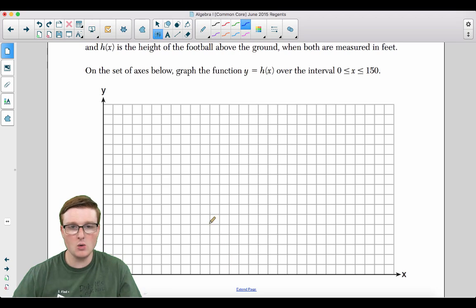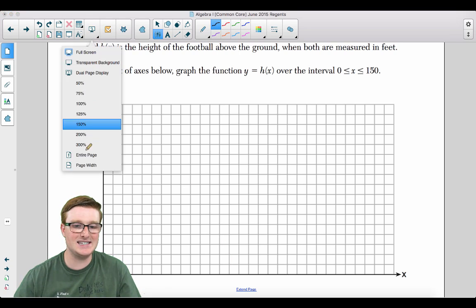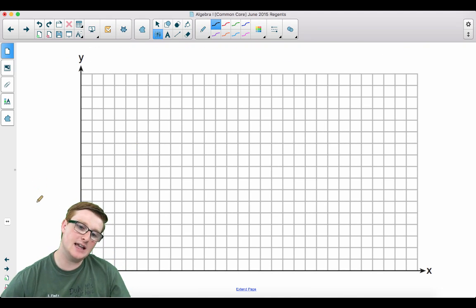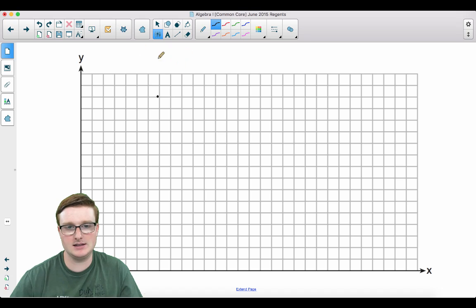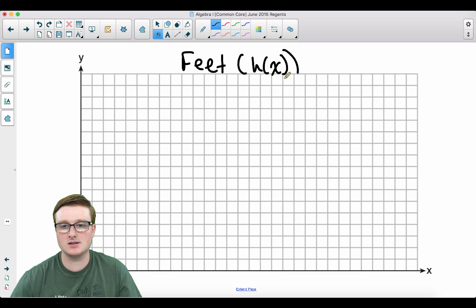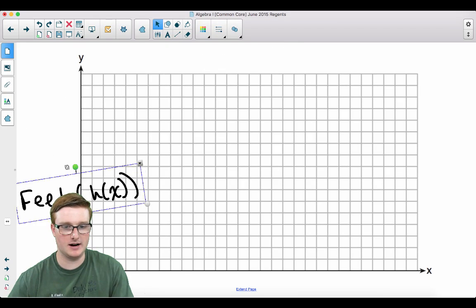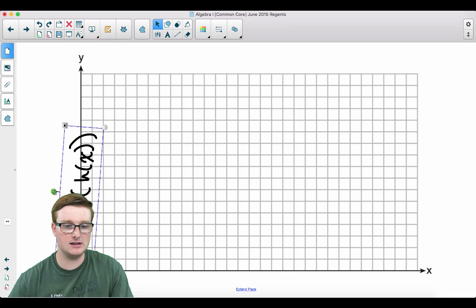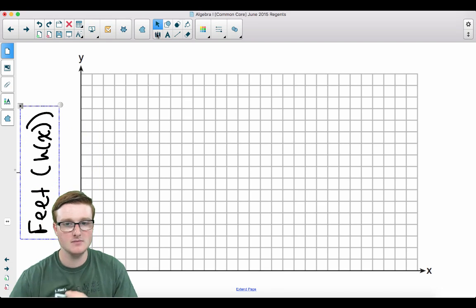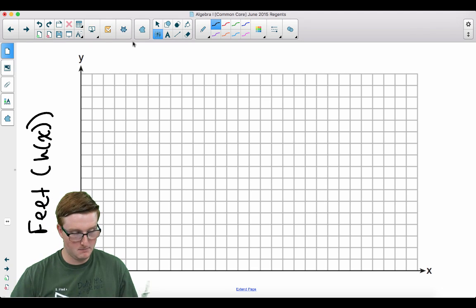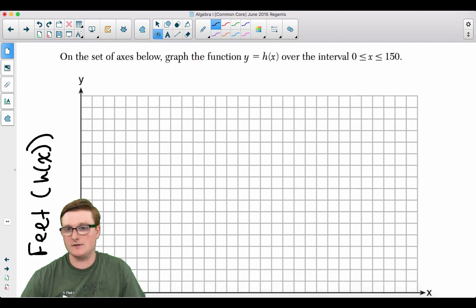So I actually need to create a domain and range for this. On the left-hand side, I need to write feet, which is h of x. And I need to take this, move it over here, and spin it around. So this over here is measured in feet. Okay, I'm going to get back to that in a moment. And then it says from 0 to 150.